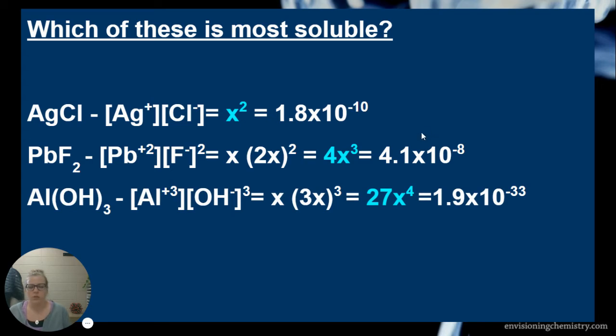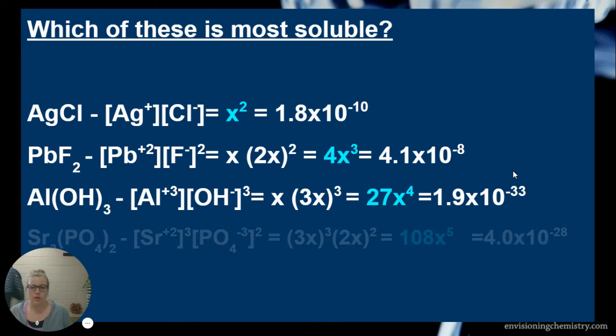With aluminum hydroxide, it breaks up into the aluminum plus 3 ion and then OH minus, but it breaks into 3 OH minuses. So in my equilibrium expression, it's going to be Al plus 3 times OH minus to the third power. When we put it into our equilibrium expression, it's going to be X times 3X from our ICE table, cubed. So think about how your ICE table breaks down. The 3X would be for the hydroxide. And so when I put all this together and I cube 3, I get 27. So I get 27X to the 4th equaling 1.9 times 10 to the negative 33rd.